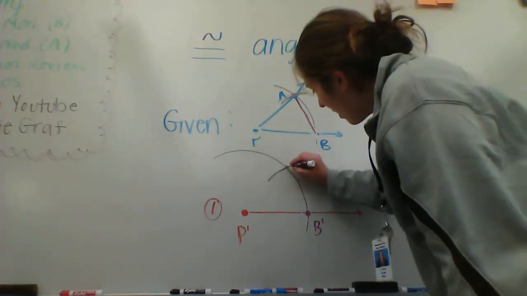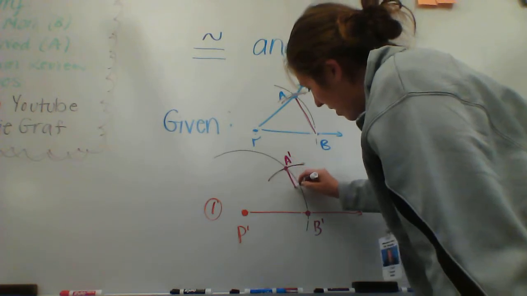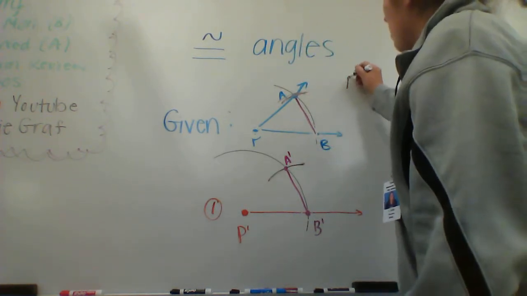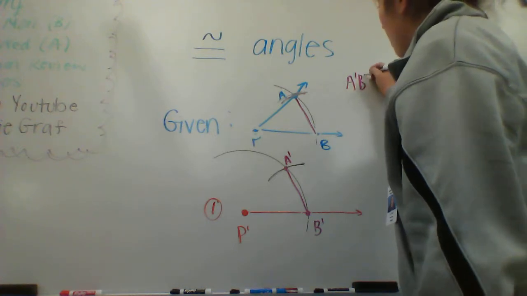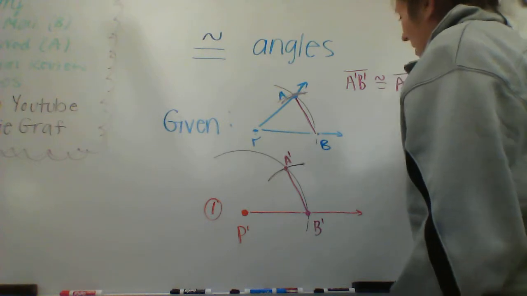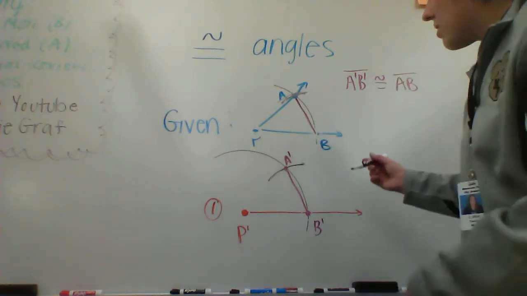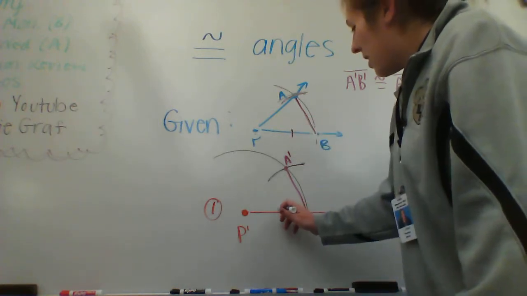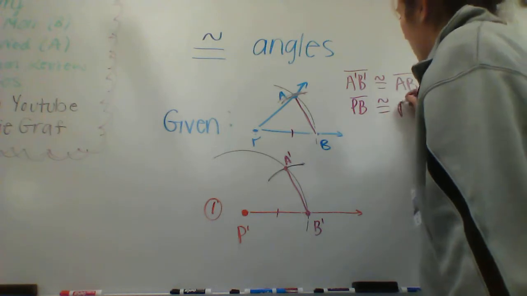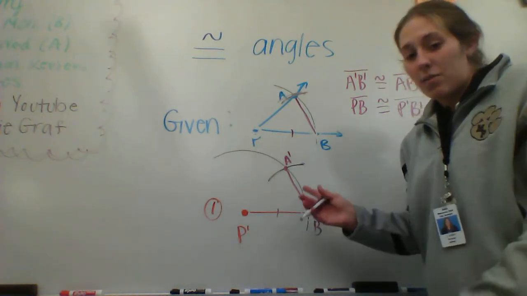So here is where I would put A prime. And you see that A prime B prime is congruent to AB. That's one thing that we've learned from this. The A prime B prime segment is congruent to AB. We also know that PB is congruent to P prime B prime, because it's the same distance. It's the radius of the circle.